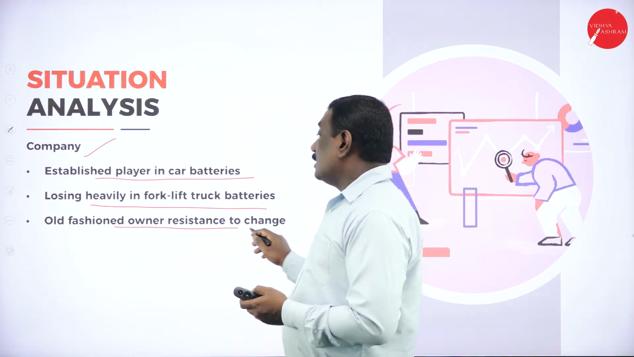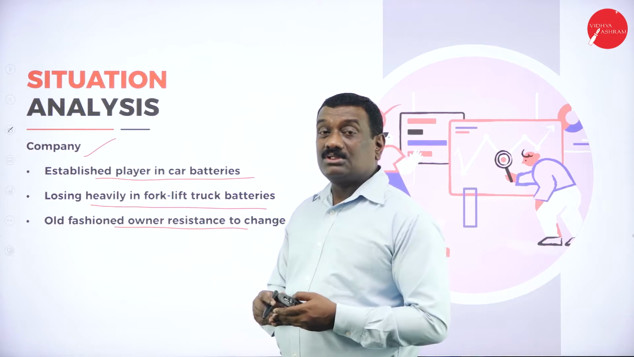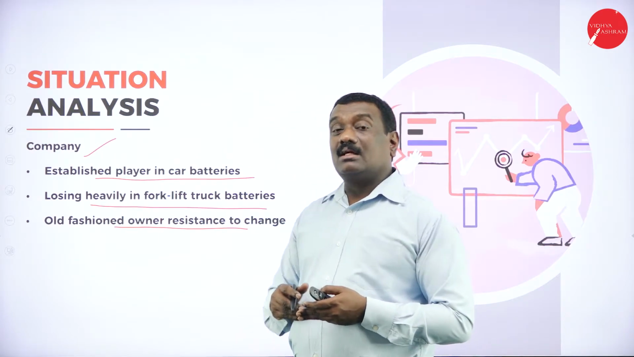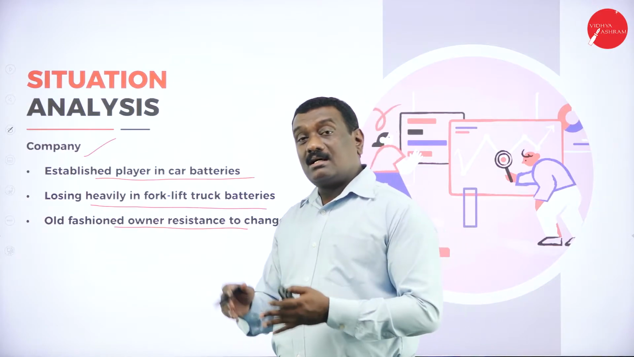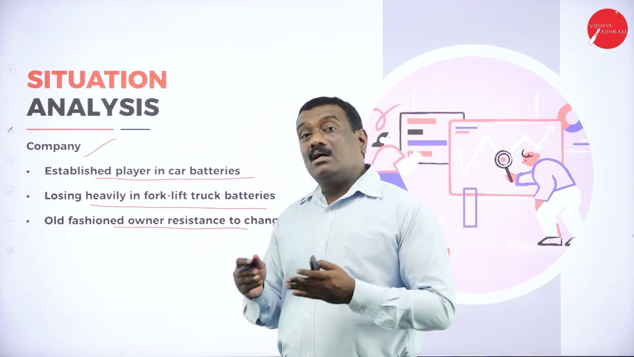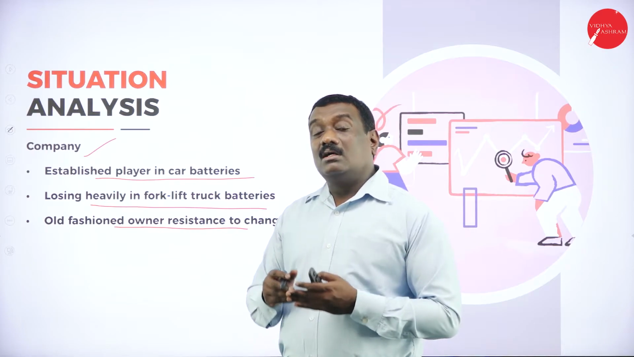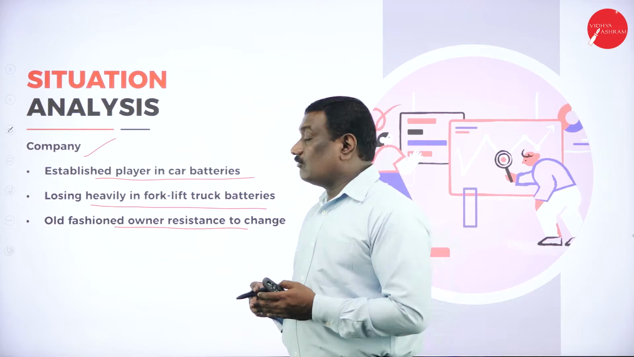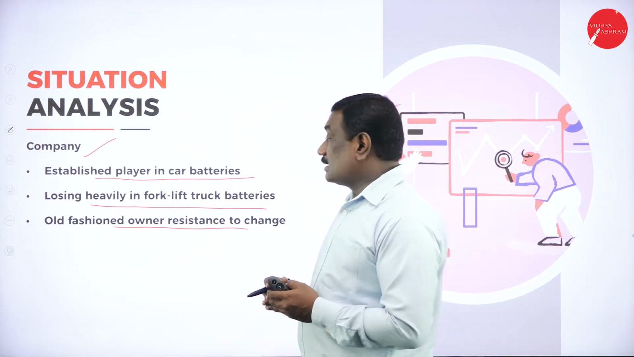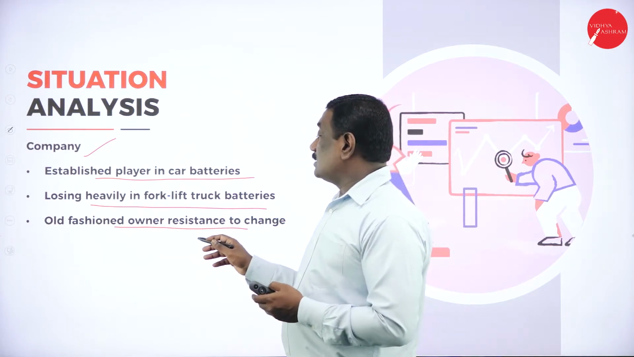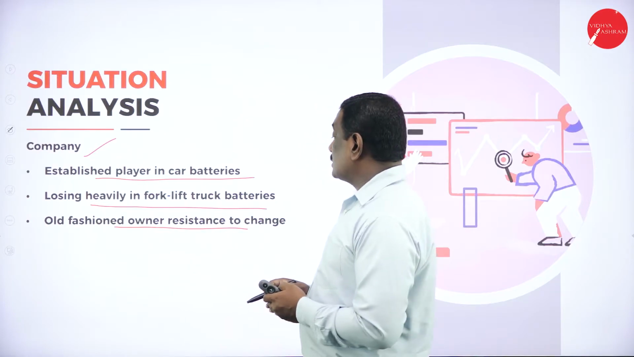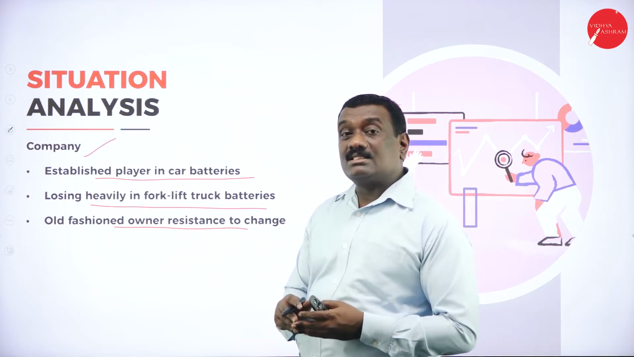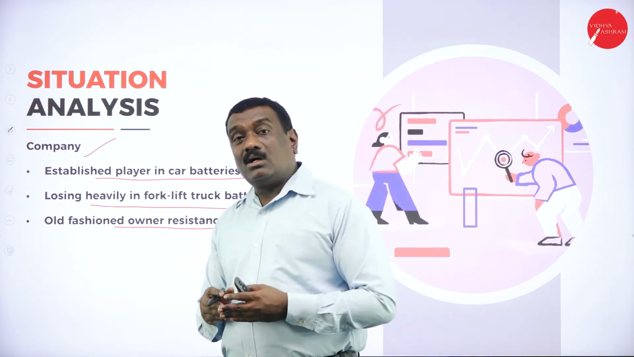And the third one is the old-fashioned owner, Mr. Jones, the founder of the car batteries company, who started a diversification branch for expansion purposes, manufacturing batteries for forklift trucks. So: old-fashioned owner, resistance to change. He doesn't want to change. He doesn't want to adopt any new strategies because he is an old, outdated person.